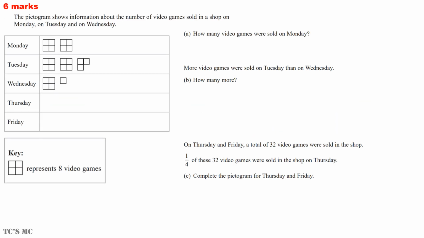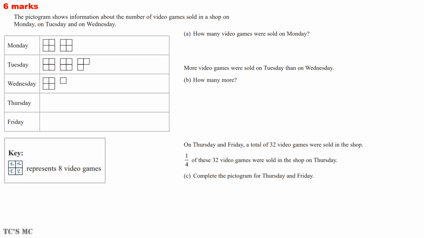The pictogram shows information about the number of video games sold in a shop on Monday, on Tuesday, and on Wednesday. Notice in the key, each box represents 8 video games. That means each little box must represent 2.